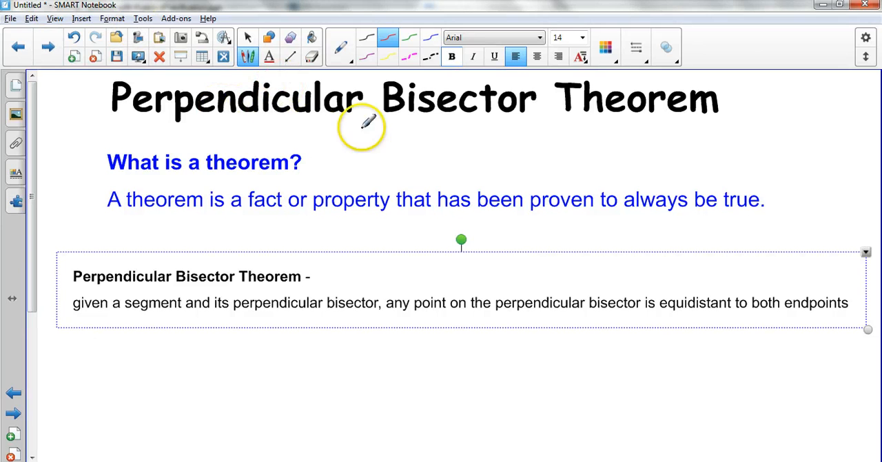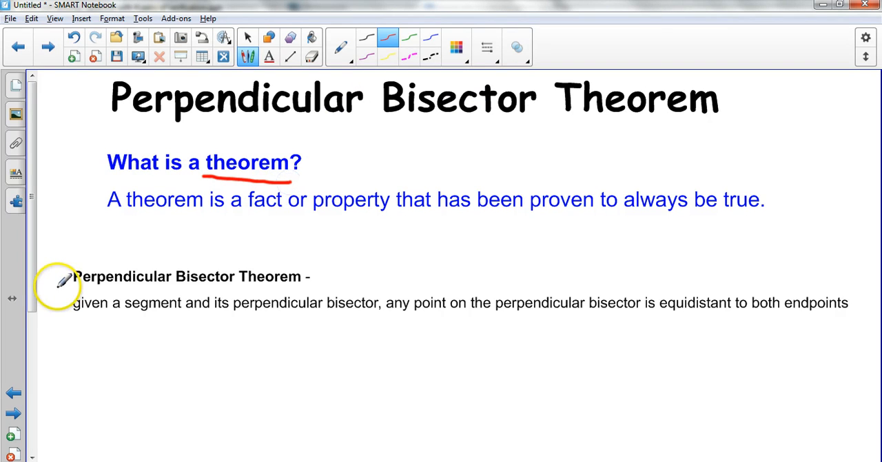Okay, so we're talking about a perpendicular bisector of a segment. What is a theorem? A theorem is a fact or a property that has been proven to always be true. So this perpendicular bisector theorem is just a math word, meaning this statement will always be true no matter what. As long as we have the given information, this will always be true. So please write this in your notes.